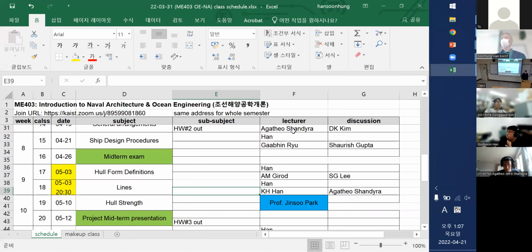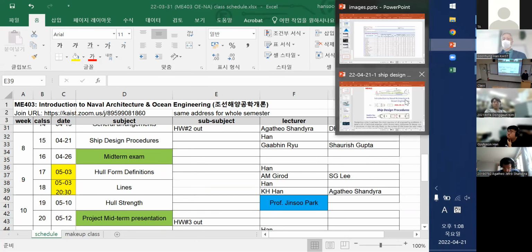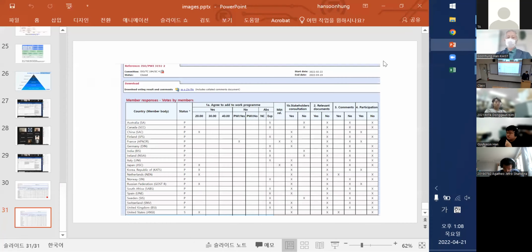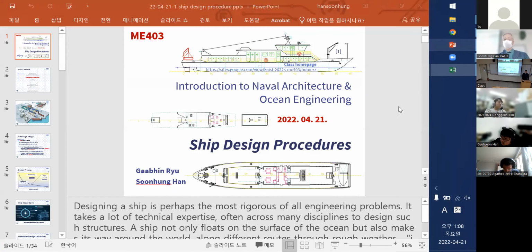Okay, then any other questions? We can go on to schedule on ship design procedures. Radim will lead us to explain about. Right, go ahead.